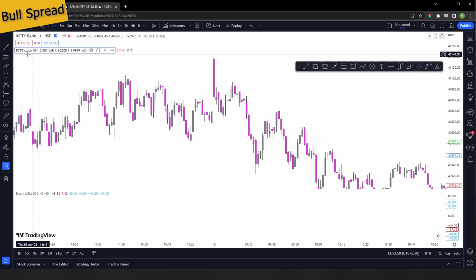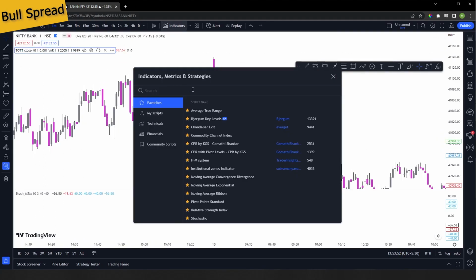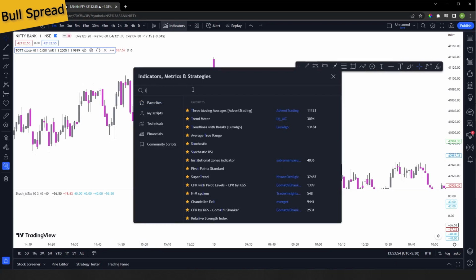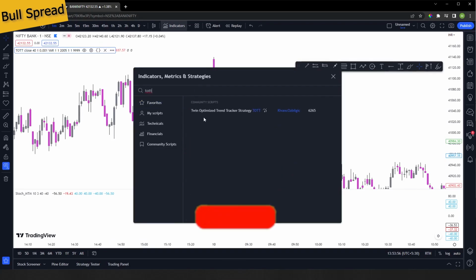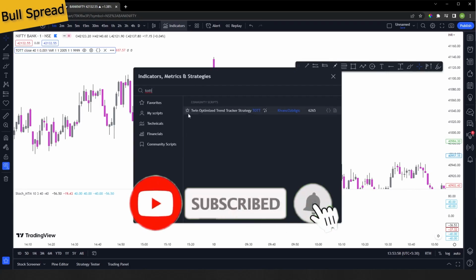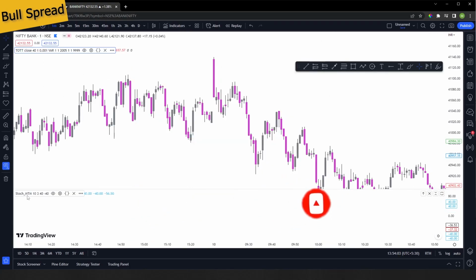The first one is called the twin indicator. In order for you to get that, just go and type TOTT. You get this twin optimized trend tracking strategy. We require this one, and after that you also require stochastic momentum.